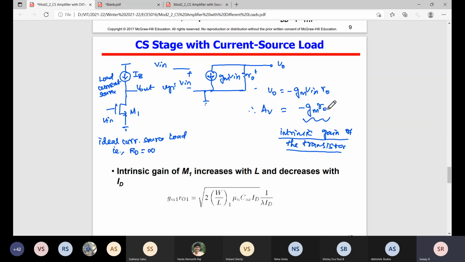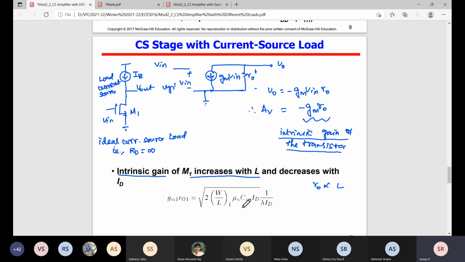So how do we increase the gain here? GM into R0. So we want more R0, and you know R0 is proportional to L. So when you increase L, we can get more intrinsic gain. Intrinsic gain increases with L. Okay, it decreases with ID.